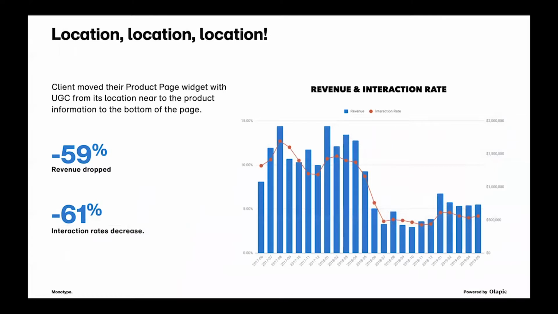And location is also a very important component about the widgets. The positioning of the widget is key when it comes to achieving better results. So make sure to display the photos and videos of your real-life customers higher on each web page and as close to the point of purchase as you can. The results that you can see here are from a client that decided to move the UGC widget from its location close to the product information down to the bottom of the product detail page. As you can see, there was a big drop in both interaction rate and revenue as a result of that change.